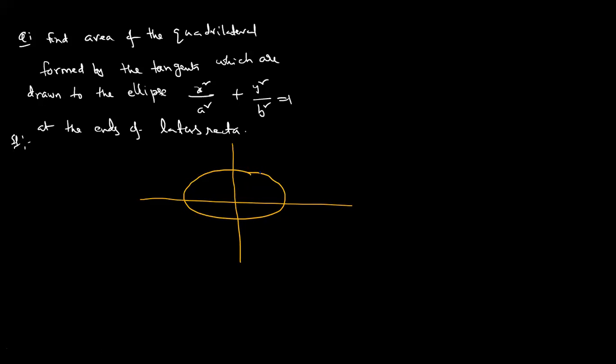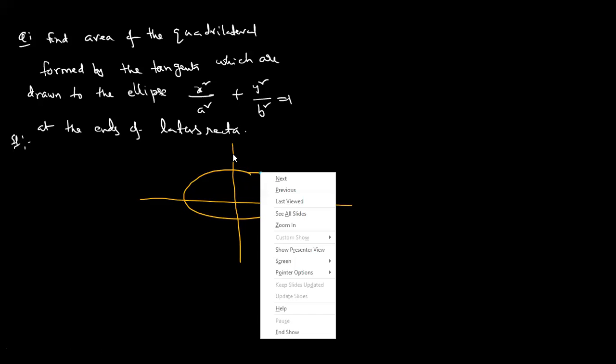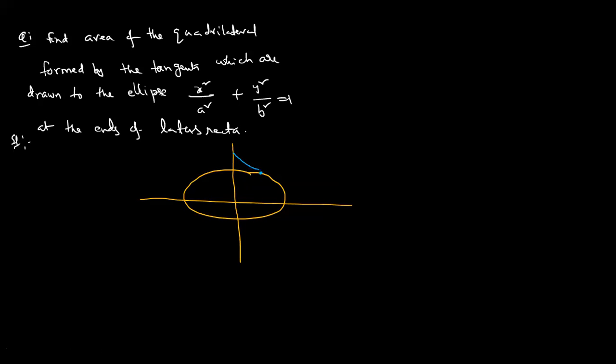Now, see, dear students, this is the end point. For example, this is the tangent. This is the tangent. Now, this is A. They are asking for the area of quadrilateral ABCD.